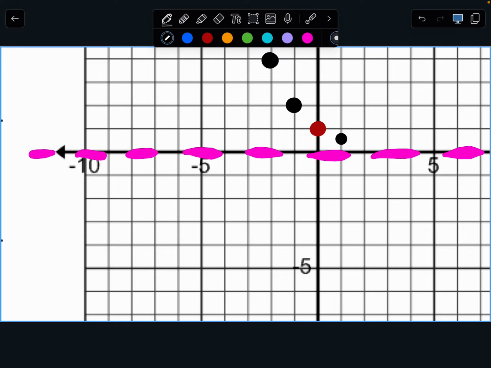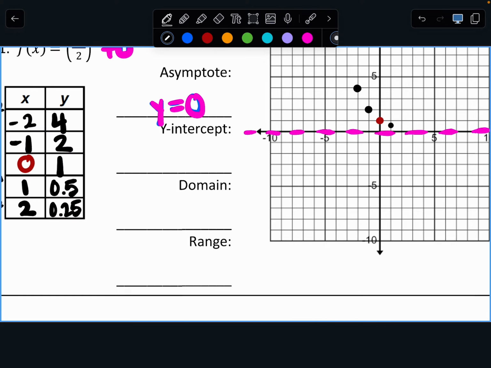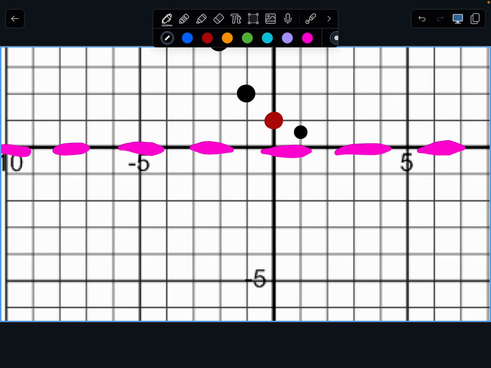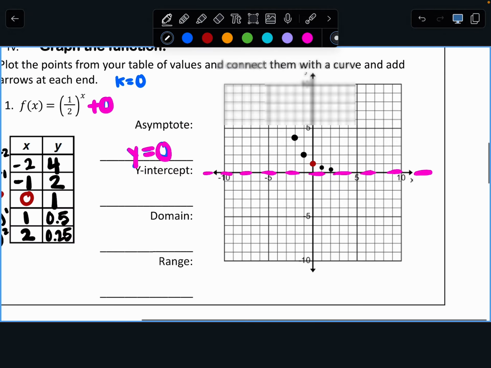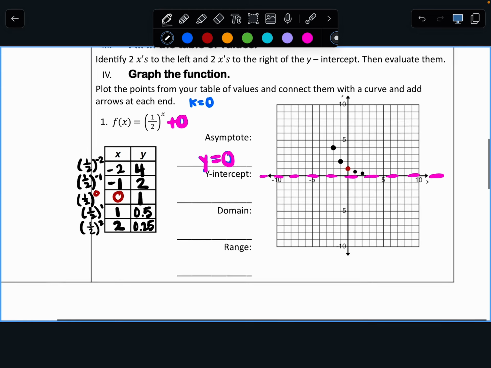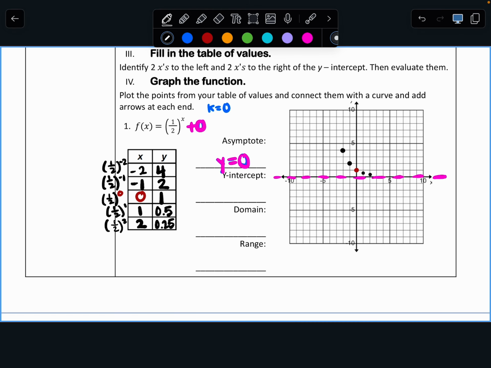1.5, so I'm going to kind of zoom in here. And at this point, you're just estimating. It's just going to keep getting closer and closer to the asymptote. Once I have 5 points plotted, I can see that this is going to be exponential decay because it is a fraction. That is what it's supposed to be. And I'll just fill in the rest.